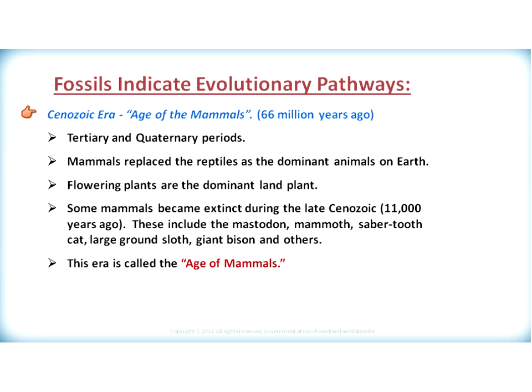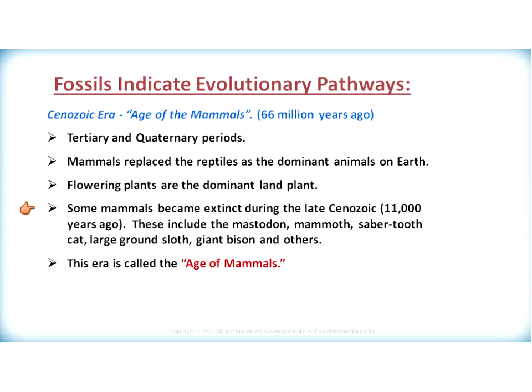In the Cenozoic Era, the age of the mammals, which occupied the Earth from approximately 66 million years ago to present time. The Cenozoic Era is made up of two periods, called the Tertiary and the Quaternary periods. Mammals replaced reptiles as the dominant animals on Earth. Flowering plants are the dominant plant species on land.